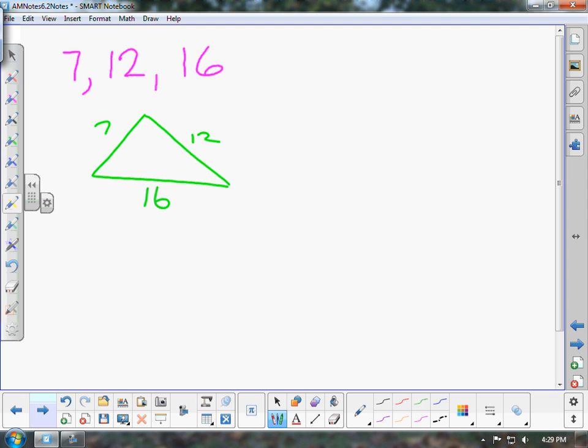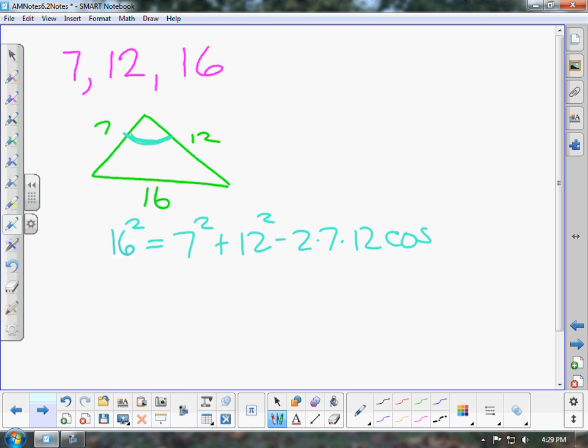Then moving on to this question, same thing. We have sides of a triangle at 7, 12, and 16. So we draw this 7, 12, 16 triangle. Now you pick a side, doesn't matter, or pick an angle, doesn't matter which one. So let's use this one here. And so we would say 16 squared equals 7 squared plus 12 squared minus 2 times 7 times 12 times cosine of the angle. And we will call it C.